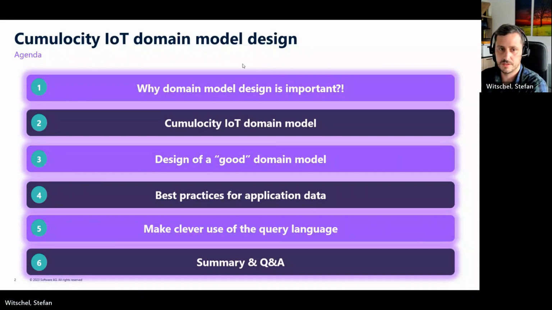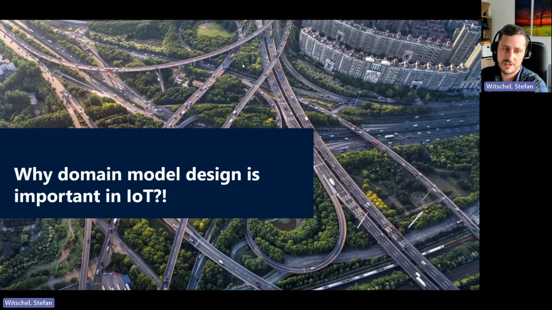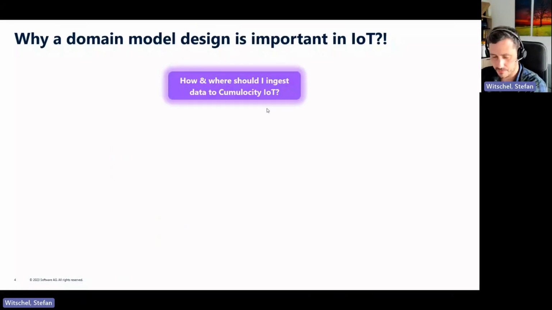So let's get started. Why is domain model design important in IoT? When you start an IoT project, the first question which comes very often to your mind is how and where I should ingest data, not only to Cumulocity IoT, but in general to an IoT platform. But from our focus, we're talking about Cumulocity IoT. So this is the first question, how and where I should ingest it. What are the protocols? What are the interfaces of the device I can use? And what is the target area? What is the database, how can I store it? Is there any interface of Cumulocity IoT? What kind of interfaces are available?